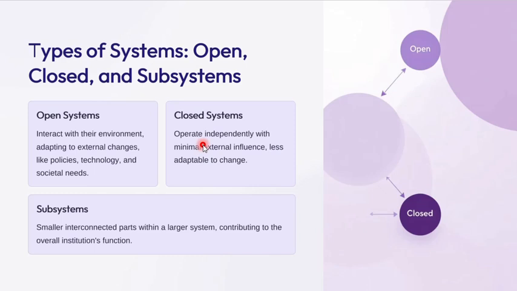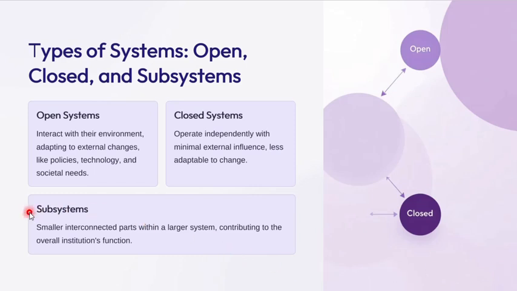The second one is closed systems. It operates independently with minimal external influence and is less adaptable to change. From the word itself, closed. So an example for this is a school that strictly follows an internal curriculum without considering external feedback.